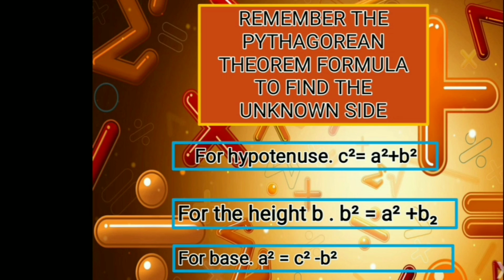So for the hypotenuse, if the unknown in the right triangle is the hypotenuse, just follow this equation: c squared equals a squared plus b squared. For the height, b squared equals c squared minus a squared. And for the base, a squared equals c squared minus b squared.